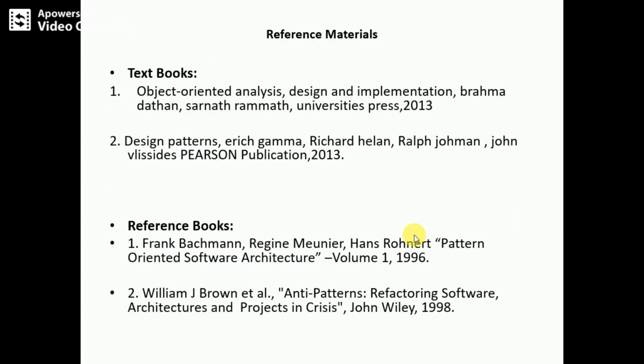So these are the reference materials. Textbook: Object-Oriented Analysis, Design and Implementation. The author names are Brahma Dathan and Sarnath Ramnath, and the other book is Design Patterns by Erich Gamma, Richard Helm and others. Textbook 1 is for modules 2, 4 and 5. Textbook 2 we are using for modules 1 and 3, and the other two are reference books.